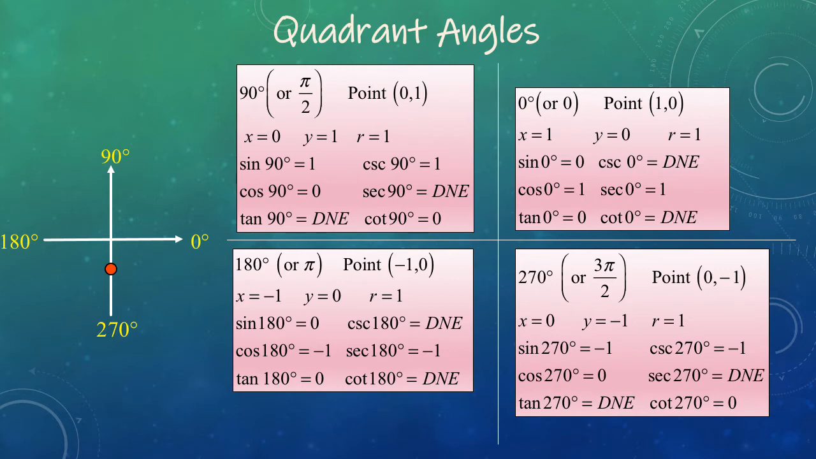So sine of 270 degrees, y over r, is -1, while cosine of 270 degrees, x over r, is 0. Tangent of 270 degrees, y over x, does not exist. Cosecant of 270 degrees is equal to r over y, which is -1, while secant of 270 degrees is r over x, and that does not exist. And the cotangent of 270 degrees, x over y, is 0.